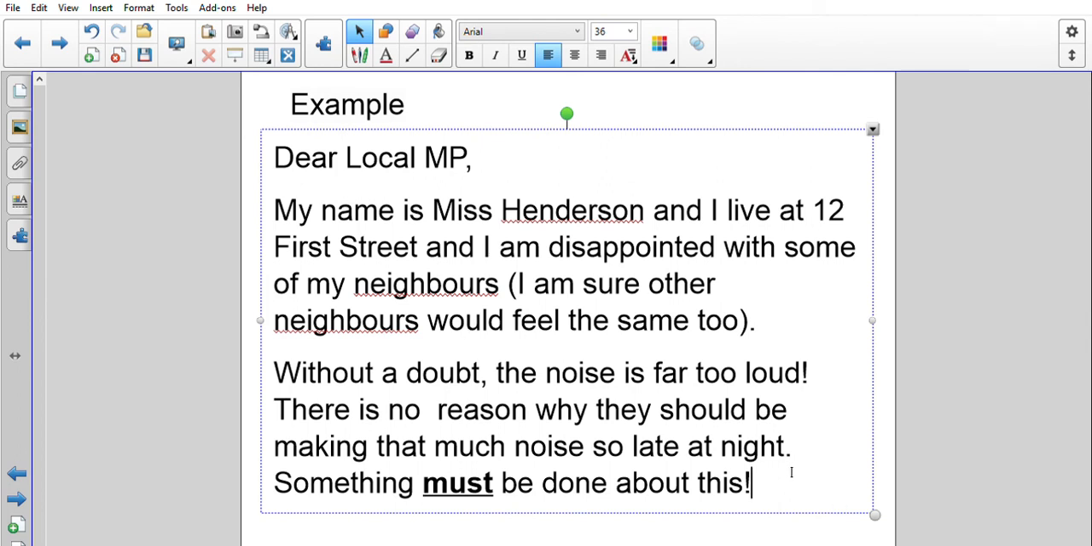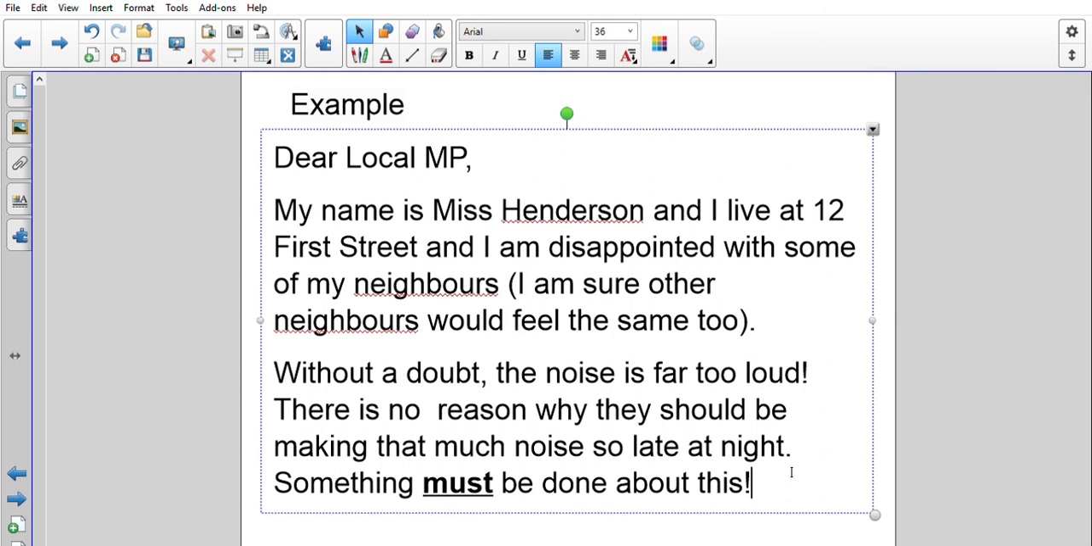Okay, so dear local MP, my name is Miss Henderson and I live at 12 First Street and I'm disappointed with some of my neighbours. I'm sure other neighbours would feel the same too. Without a doubt, the noise is far too loud. There is no reason why they should be making that much noise late at night. Something must be done about this. Okay, and then you would go on to your second problem, which will be different to what you've done there.